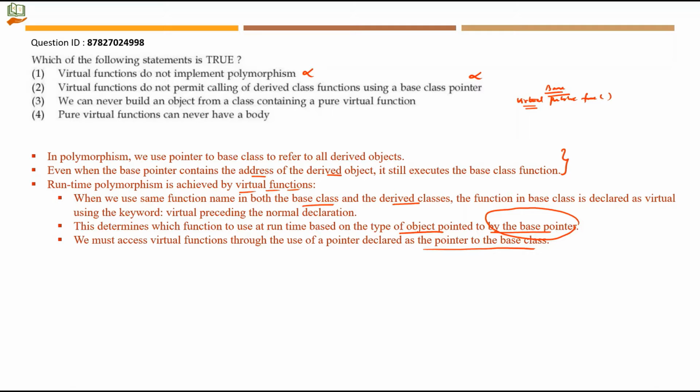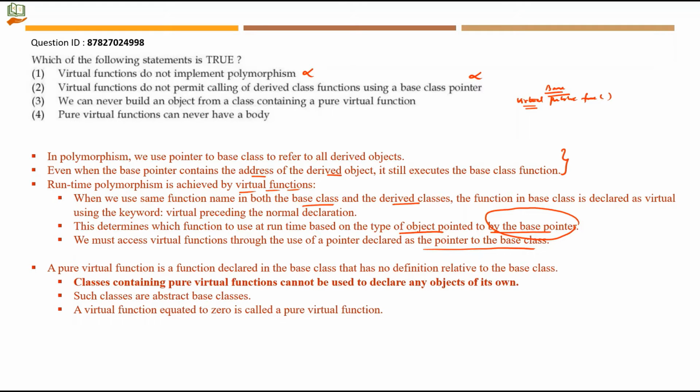For the next two options, we have to know about pure virtual functions. A pure virtual function is a function declared in the base class that has no definition relative to the base class. The option says pure virtual functions can never have a body, meaning they don't have a definition. Is that so? No. Actually they have a definition, but it is not related to the base class. So this is also wrong. Now the question is which is true? Obviously option number 3 will be the right answer.